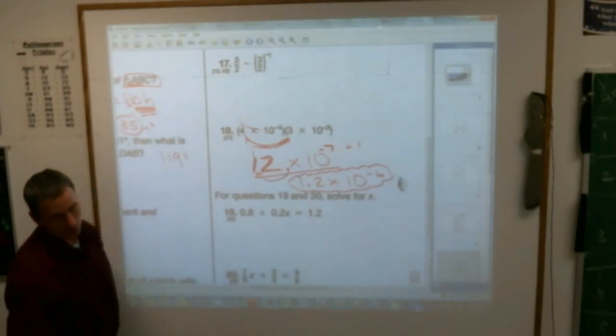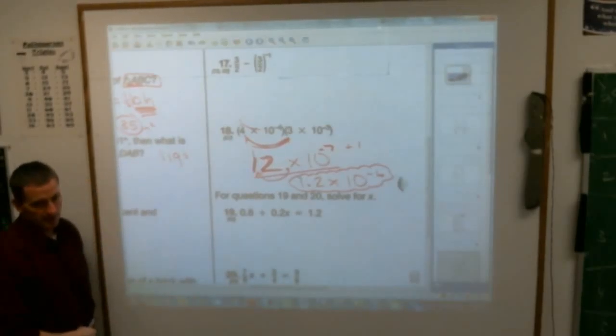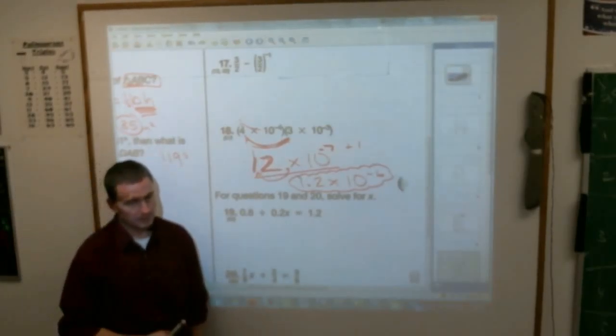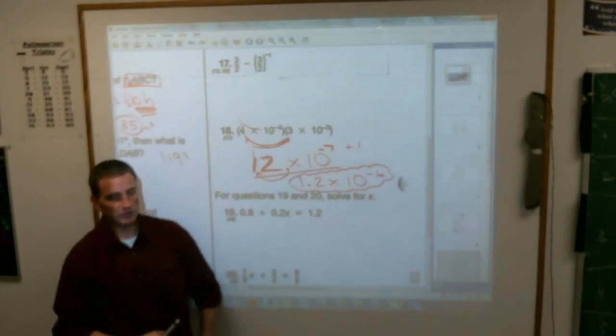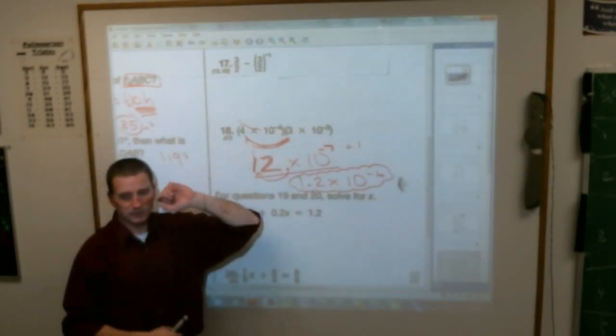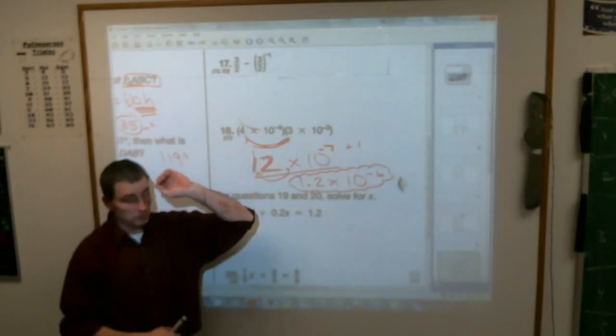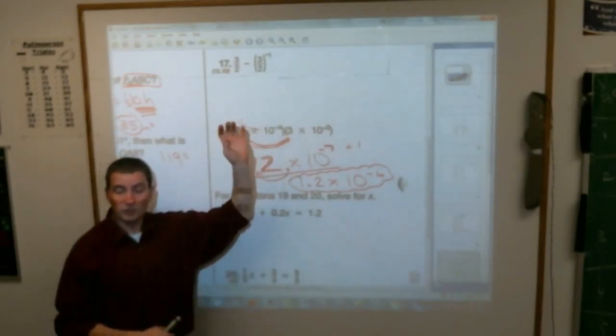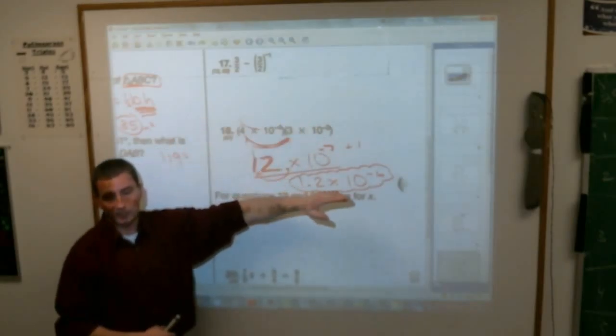What did you get for an answer, Brooke? 10 to the 8th? Did you forget that that is negative 7? When you multiply two negatives, it gives you a positive. But when you add two negatives together, you get a bigger negative number.